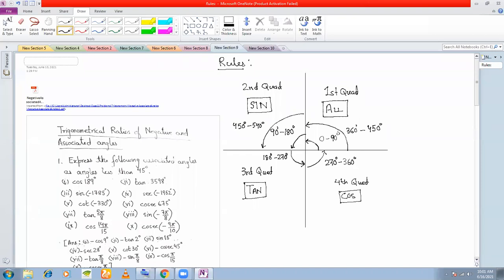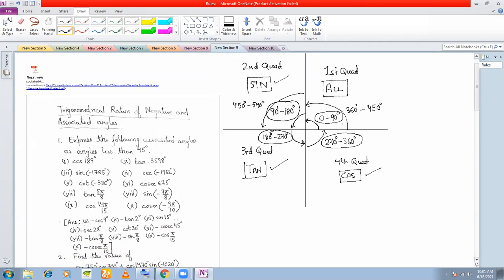Just remember that all angles between 0 to 90 degrees will be positive. You've already done this in class 9-10. Now when we move on to higher angles, greater than 90 degrees: between 90 to 180 degrees, sine and cosec will be positive. Between 180 degrees to 270 degrees, tan and cot will be the only positive ones. All others will be negative. And between 270 to 360 degrees, you will have cos and sec positive. All others will be negative. This is what you need to know.